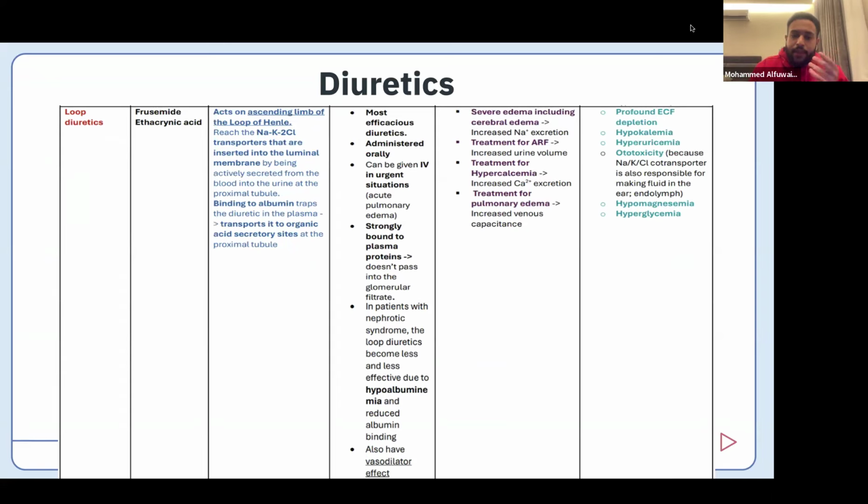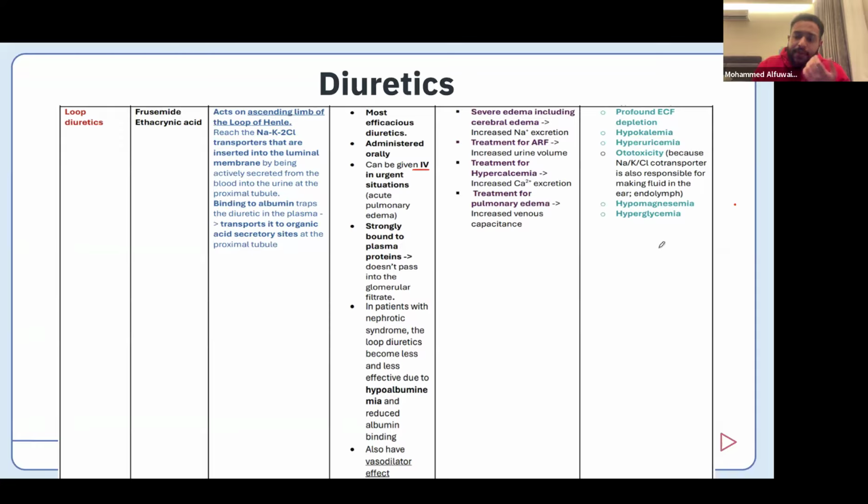Now, loop diuretics, we covered this mostly in CVP before, but it affects the sodium-potassium-2-chloride channels in the ascending limb of the loop of Henle. Now, these drugs are very efficacious in the case of congestive heart failure with pulmonary edema. We use this drug to basically wash out the pulmonary edema, okay? It's used IV in most cases, and it's the drug of choice that we use. You can also use it in the case of hypertension, but it's not really used, okay?